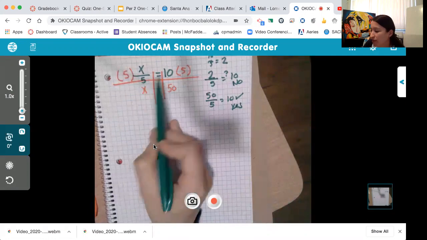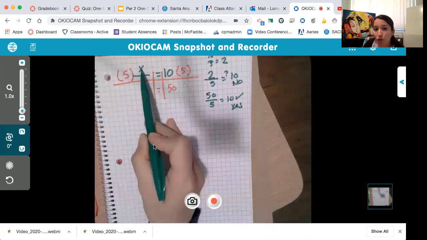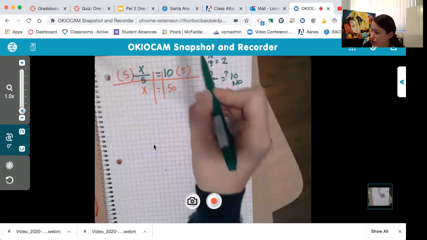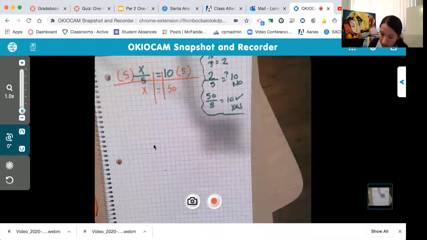Some of my students look at this and they think the answer is 2. They go, oh yeah, 10 divided by 5, that's 2. But when we plug it in, it's like, uh-oh, I don't get 10 here, right? So this is just showing you how you can check your work. All right, let's do another one.